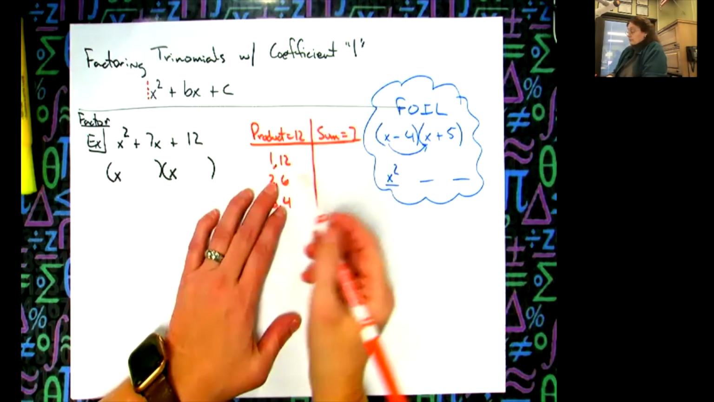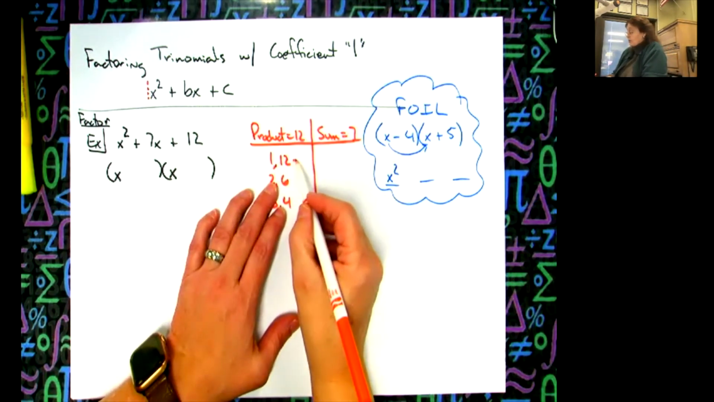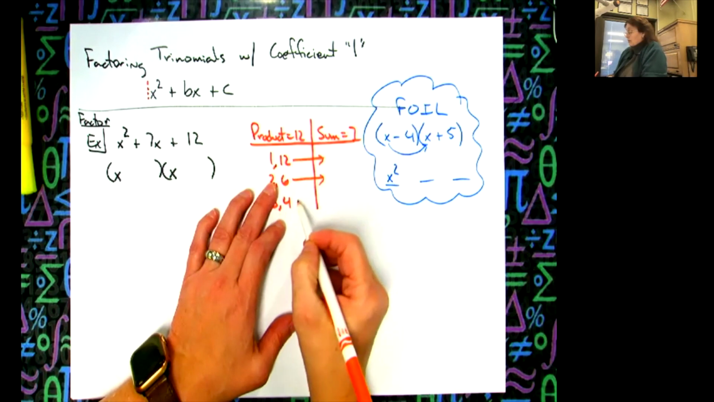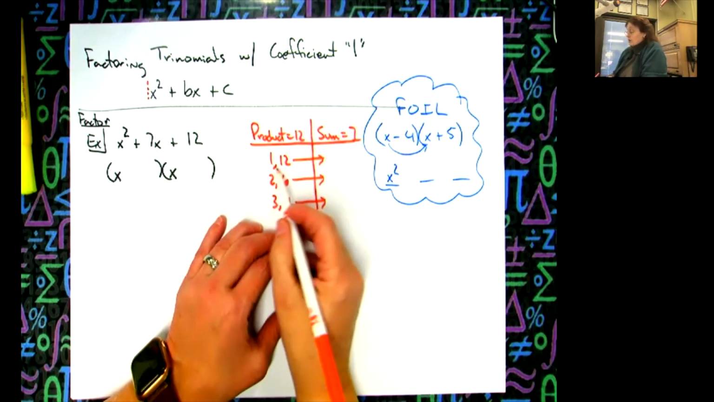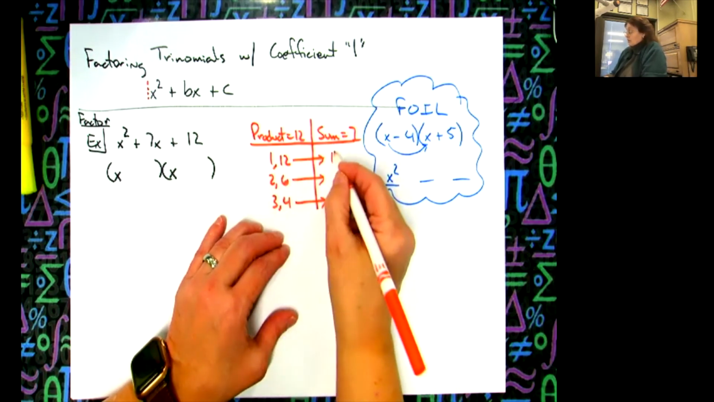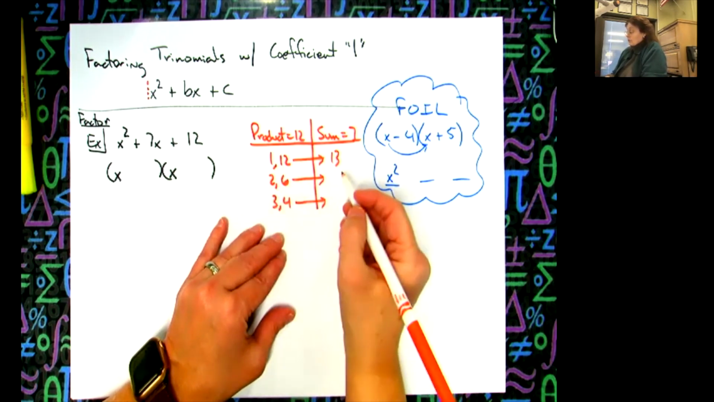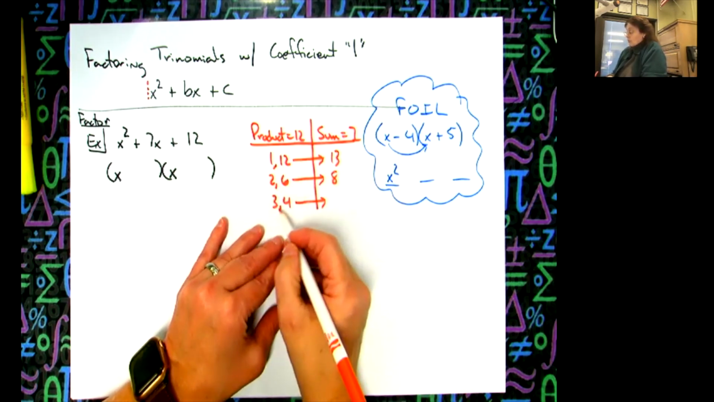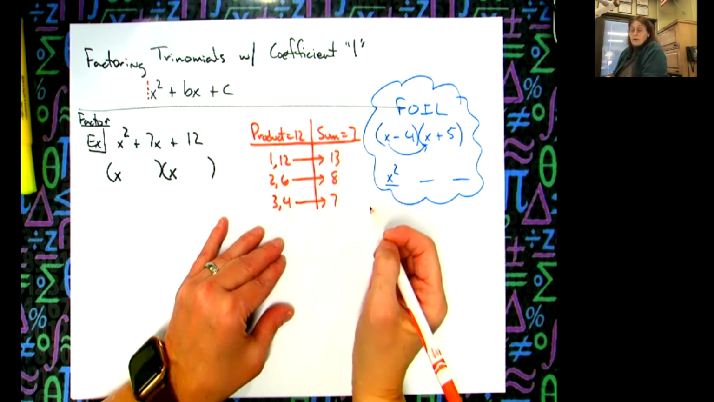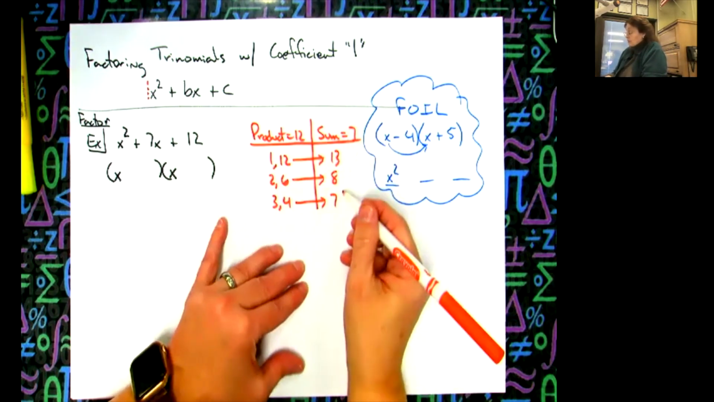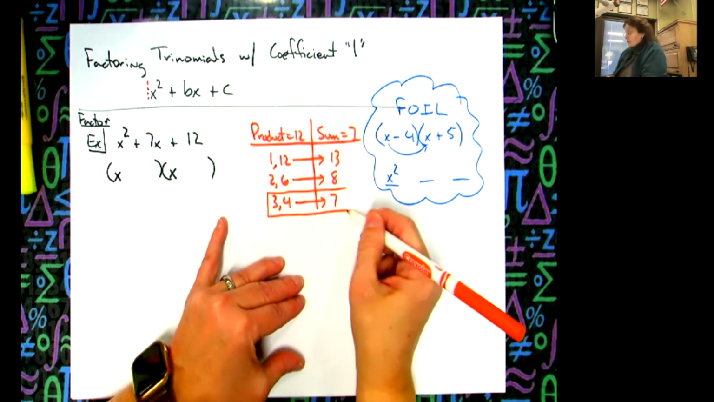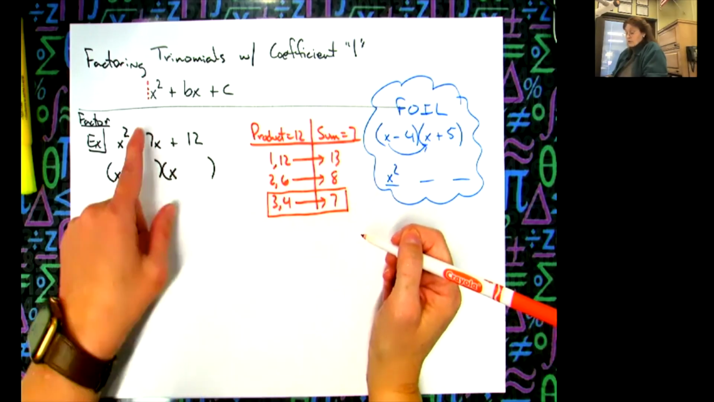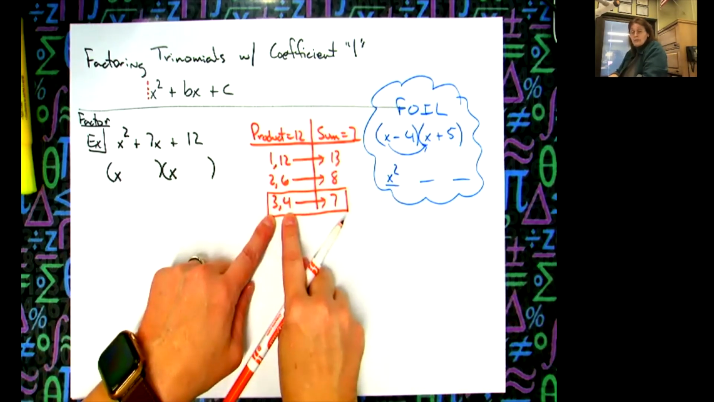Okay, now what I'm going to do is come over here and sum these two numbers. So 12 and 1 is 13. 6 and 2 is 8. 4 and 3 is 7. All right, I'm looking for a sum of 7. That's what I'm looking for, because I have a 7 right there. So I know 3 and 4 have to work.